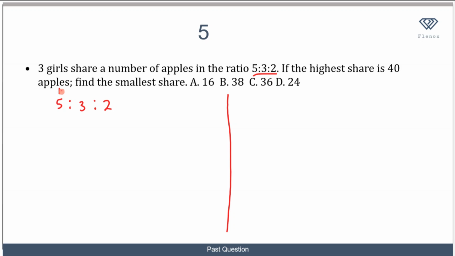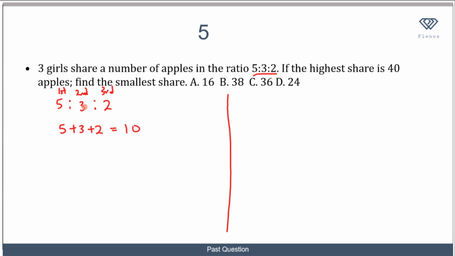So now, let's say this belongs to the first girl, the second girl and the third girl. So based on this ratio, who is going to receive the highest number of apples? Definitely the first girl, because she has the highest proportion. So now how do we calculate a proportion? If we remember the procedures, first we have to find the sum of all proportions. So we have 5 plus 3 plus 2, and that is equal to 10.